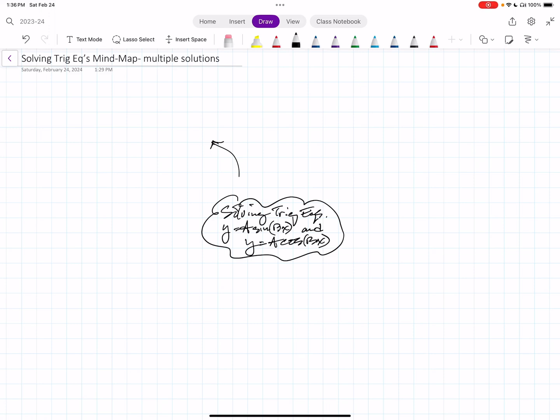Hey everybody, this is Mr. Aynesworth, and we're going to get into another mind map here, but this time it's going to be on solving trig equations of the type y equals a sine of bx, and I may even throw one in there with a cosine of bx, where the period is affected.